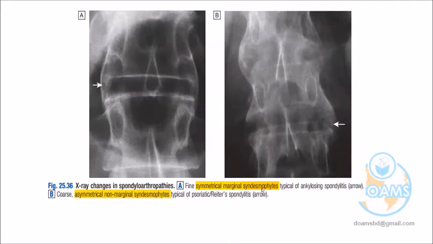So there may be asymmetrical syndesmophyte. Asymmetrical means the syndesmophyte is visible on one side. This is not ankylosing spondylitis. That means it is not primary spondyloarthropathy. It is due to association with another disease process, suppose psoriatic arthropathy or Reiter's spondylitis. In this situation, the syndesmophytes are not both sided, not symmetrical.